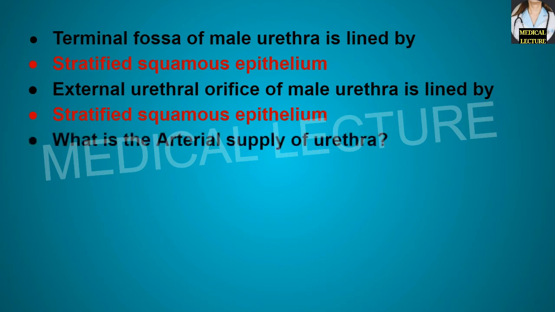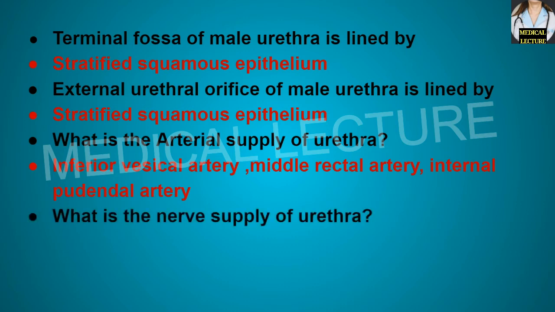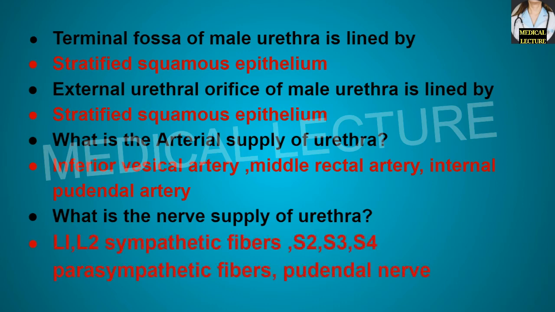What is the arterial supply of urethra? So inferior vesical artery, middle rectal artery and the internal pudendal artery are the arterial supply of the urethra. What is the nerve supply of the urethra? L1, L2 sympathetic fibers, S2, S3, S4 parasympathetic fibers and the pudendal nerve are the nerve supply of the urethra.